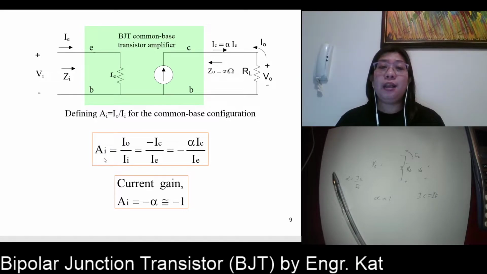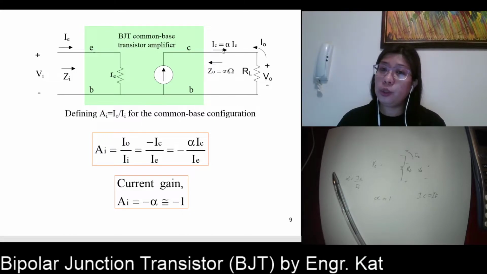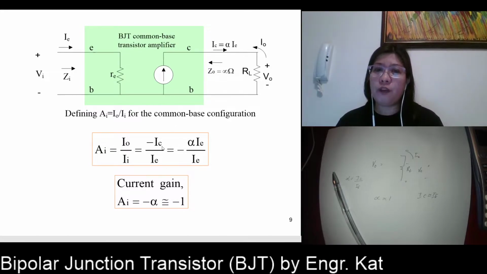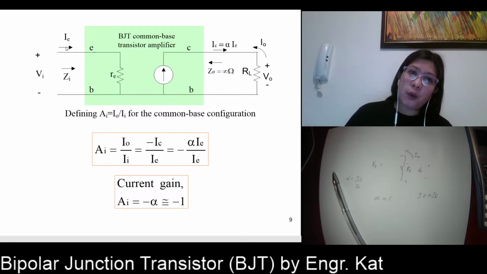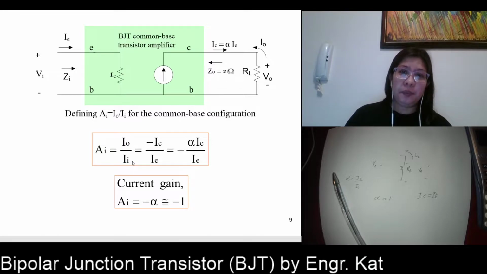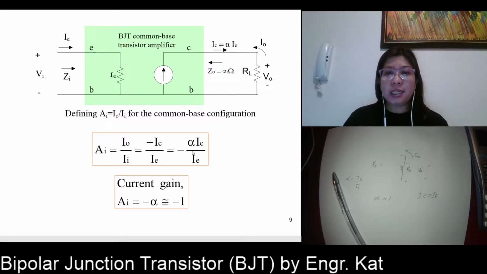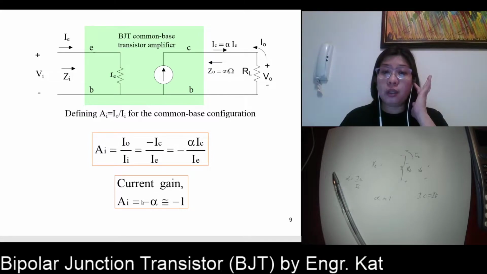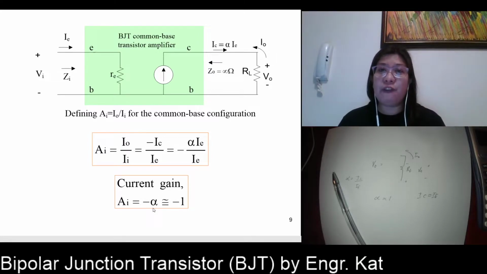So the current gain for a common base is, what is your output current? Our output current is this one, that is also equal to the collector current, but in opposite direction. So we have here minus IC, divided by, what is our input current? Our input current is IE. But what is IC? IC is alpha IE. So the IE will just cancel out. Therefore, for common base configuration, our current gain is negative alpha.